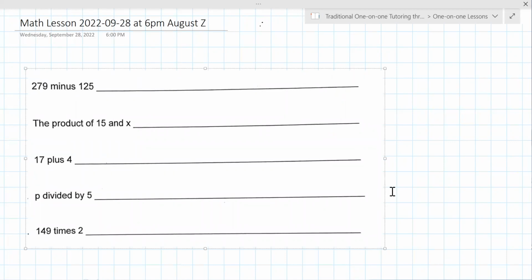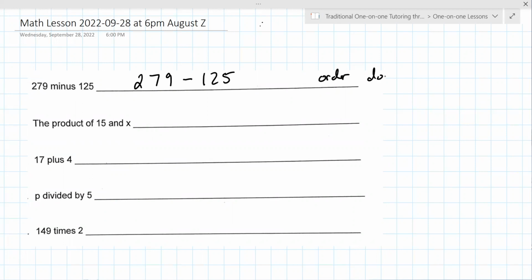Minus 125. You see that? Mm-hmm. So which math operation is minus? Subtraction. So that would be 279 minus 125. And the order does matter. Order does matter. With subtraction, order always matters.